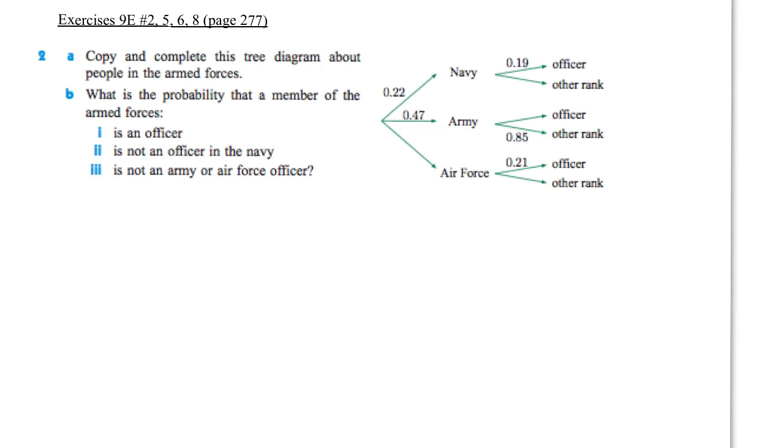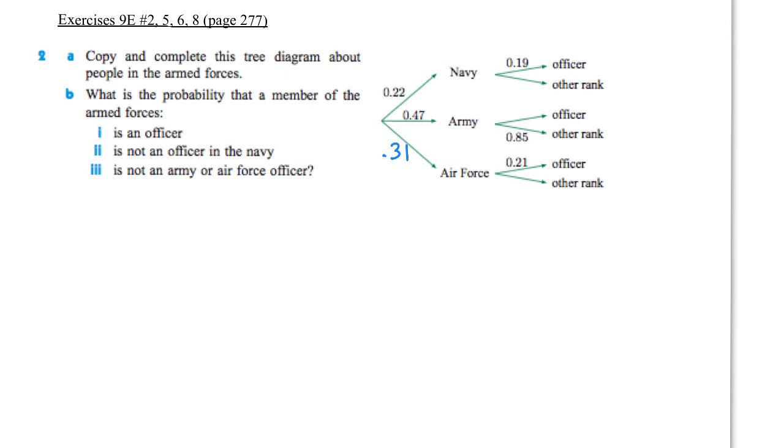I typically take the approach where before I even read the questions, I fill out the tree, the outcomes, and the probabilities. So if we complete the tree here, for Navy, Army, and Air Force, we've divided this up into 3 different possibilities. Right now with the 0.22 and the 0.47, we have 0.69. That would leave 0.31 on the final branch for Air Force.